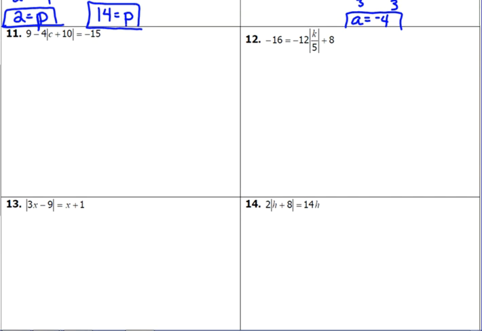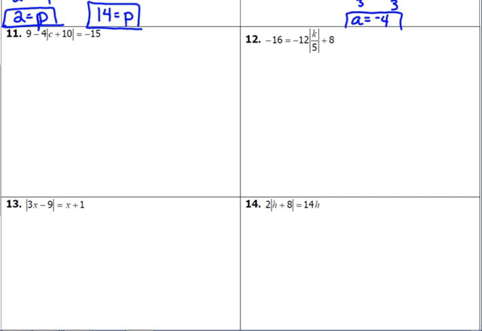All right, number 11. 9 minus 4 times the absolute value of c plus 10 is equal to negative 15. Now, let me tell you what the majority of people want to do so bad. They want to subtract it. Yes, they want to do the 9 minus the 4. They want to go ahead and subtract 9 minus 4. And you can't do that. Okay, you cannot do that.